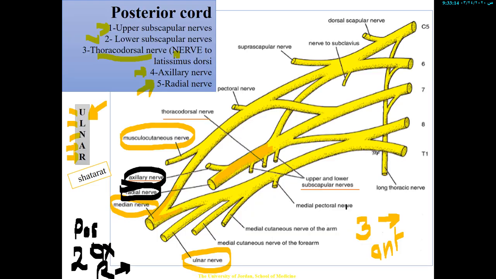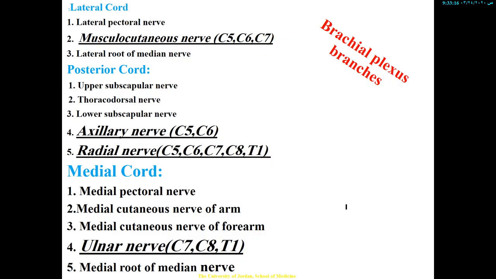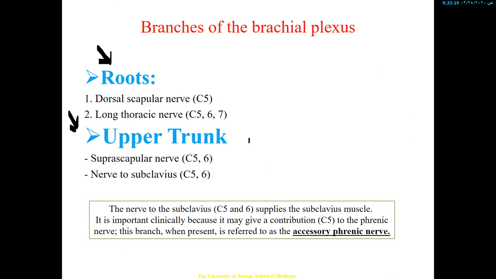Also here we have the dorsal scapular nerve, it's written there also, but this one is most important, coming from the roots. So two nerves, and the one that I demonstrated to you is the long thoracic nerve. Now how about the trunks?